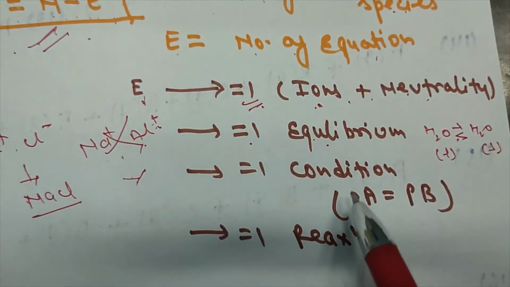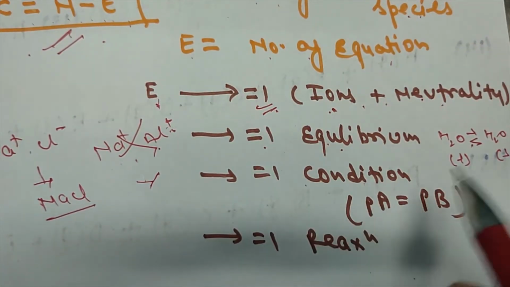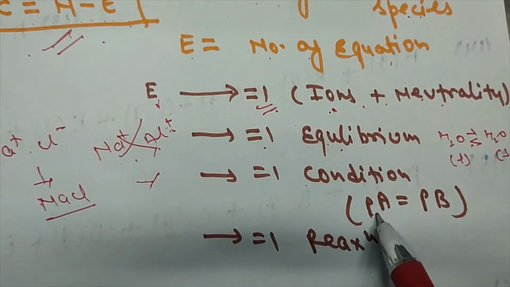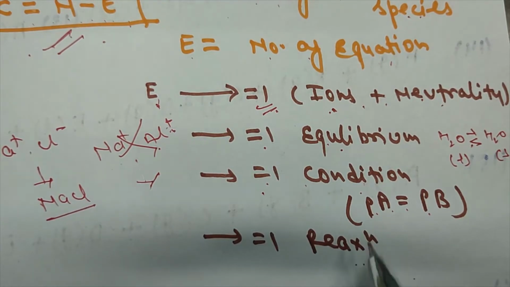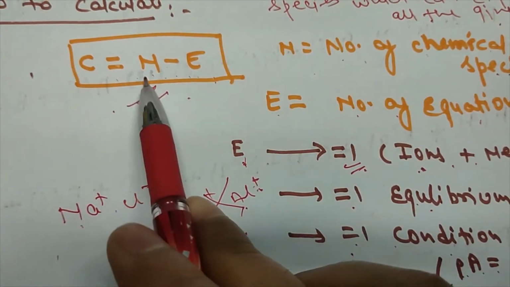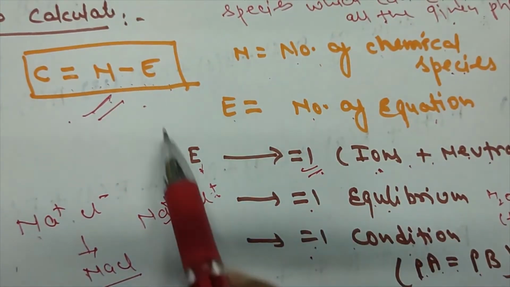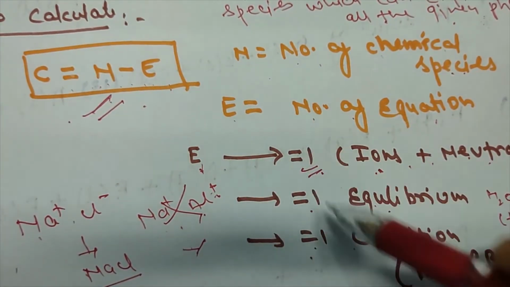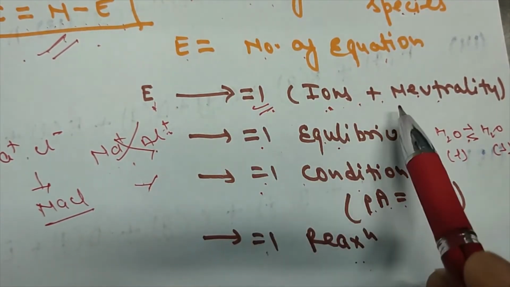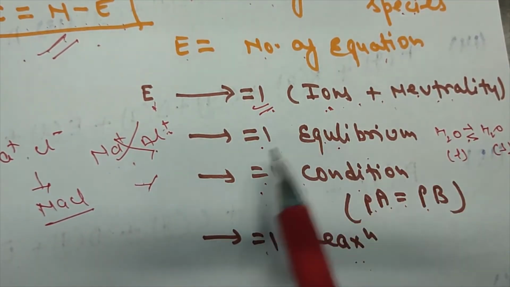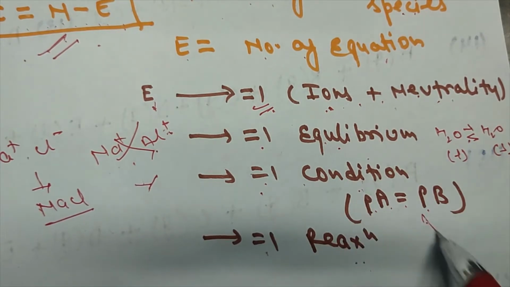There are also some conditions, which I will tell you later. If Pa is equal to Pb, then you will also take E is equal to 1, and if a reaction is given, then you will also take E is equal to 1. So N is the number of chemical species and E is the number of equations, and I have told you what the equations are here: ions plus neutral 1, equilibrium 1, condition given 1, which I will discuss later, and if a reaction is given you will take 1.